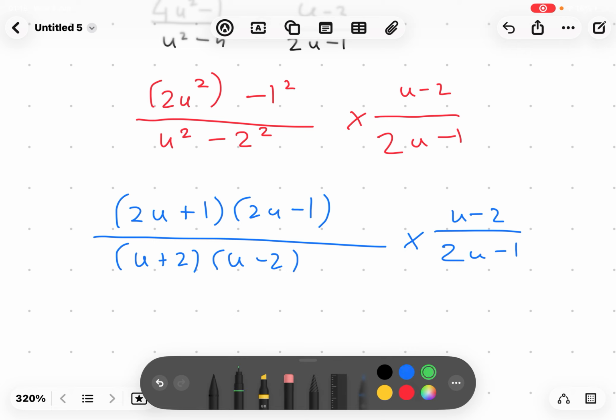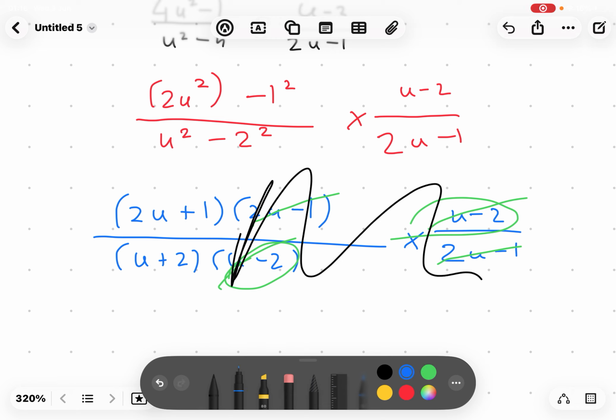So now look, these are exactly the same, we can take them away. These are exactly the same, we can take them away. And basically what we have as a final answer is going to be just these two. This is the final answer without the brackets. So that's all, thank you.